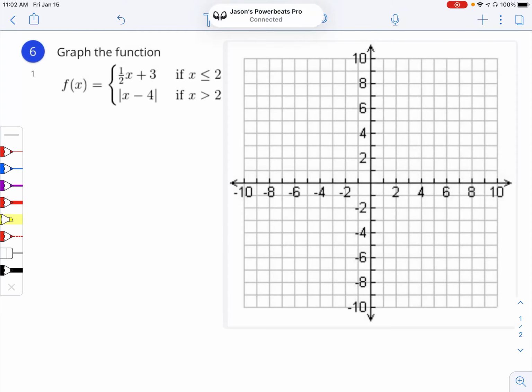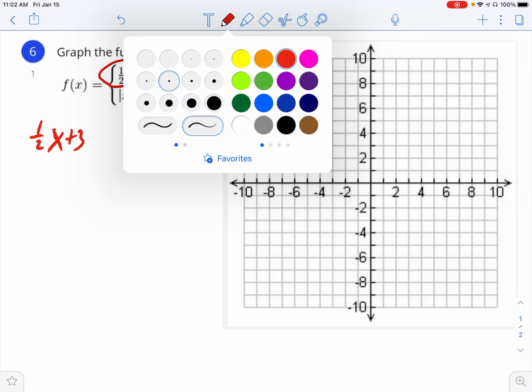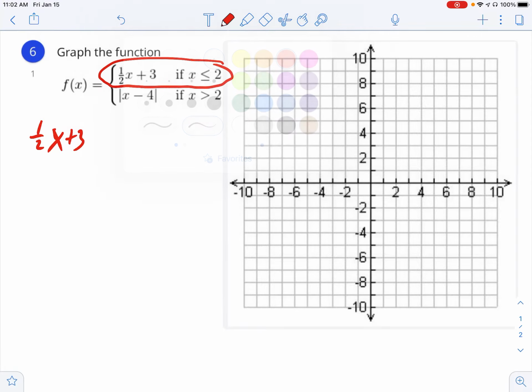Appel, and I'm going to show you how to graph this properly. This is piecewise, so we've got to focus on one piece at a time. Hence the name. So the first part is the 1/2 x plus 3. That's way too thick, sorry.